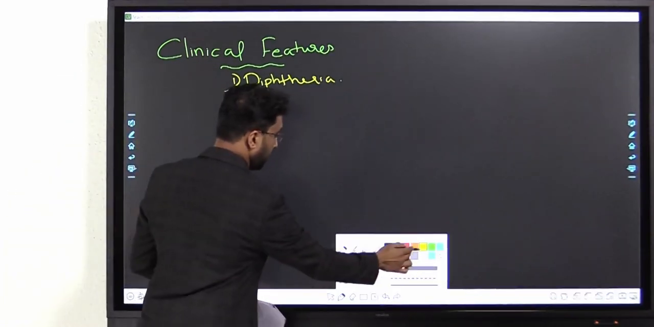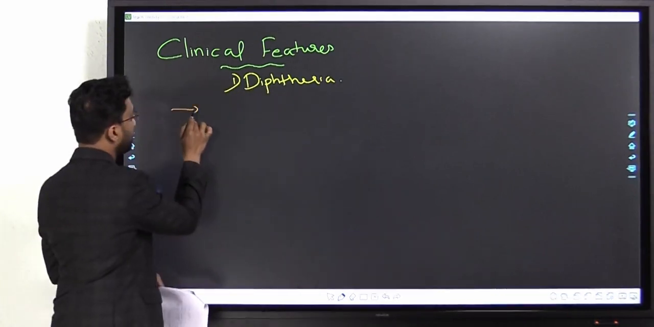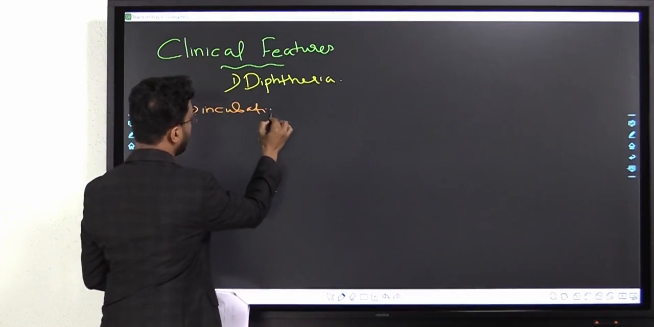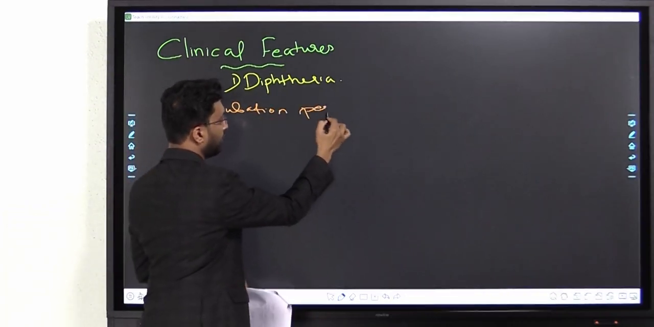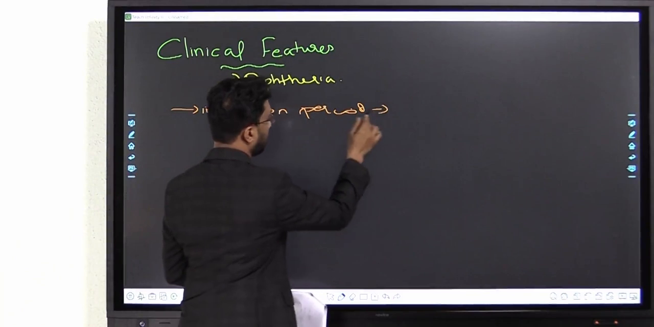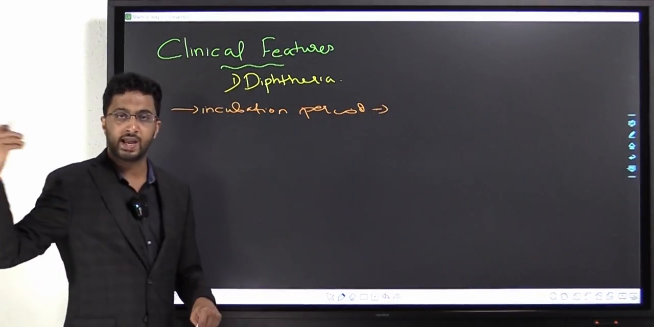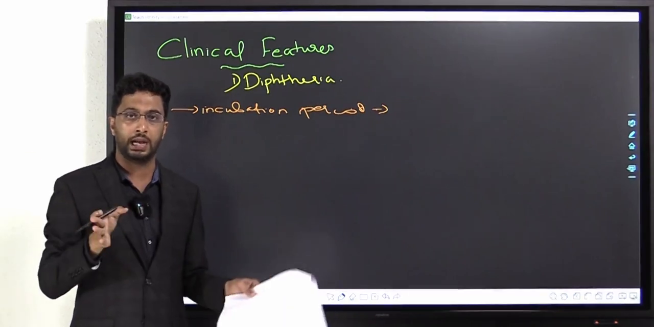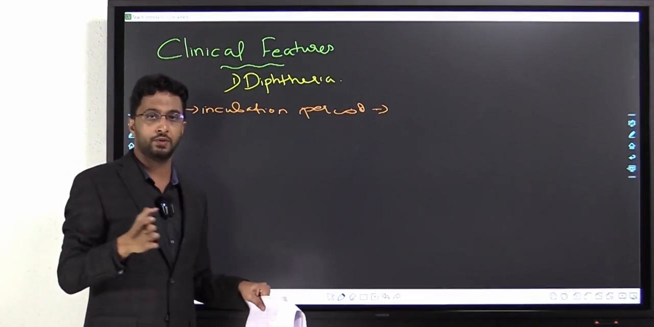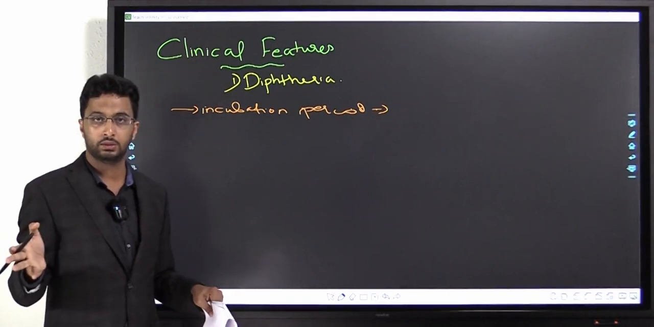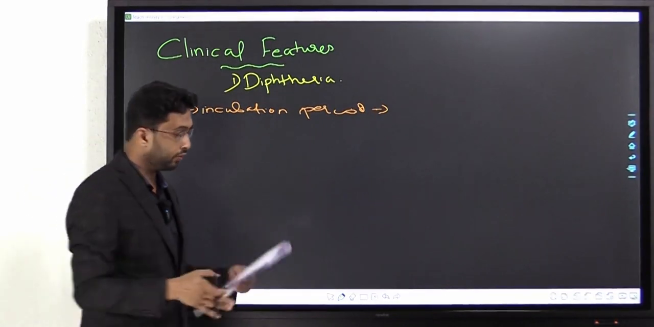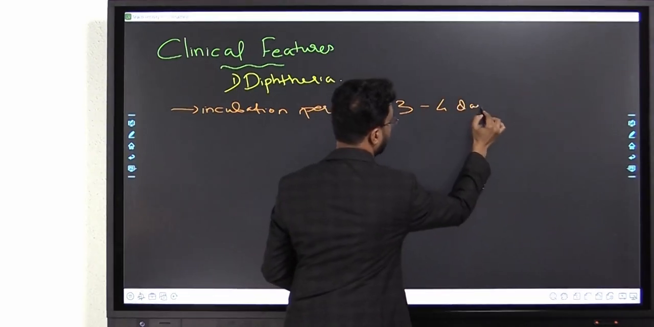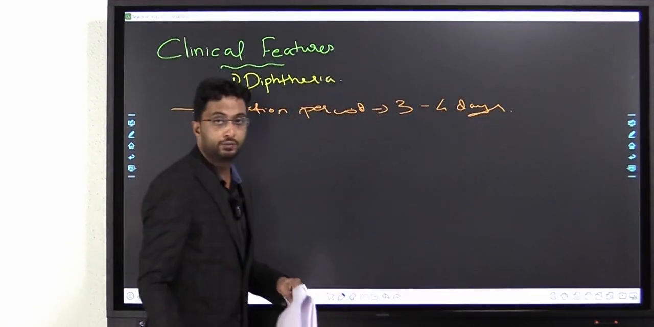Now, here we're going to discuss the incubation period first. For some diseases, you have to know the incubation period. What is the incubation period? It is the time between the organism entering the body and the symptoms developing. So maybe some organisms enter the body and you get symptoms probably after 3-4 days. That's called the incubation period. So here it is 3 to 4 days. 3 to 4 days is the incubation period for diphtheria if they ask you.